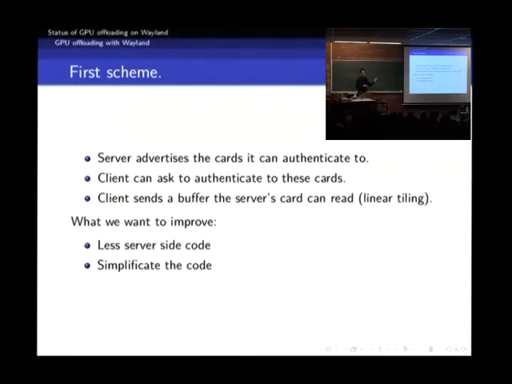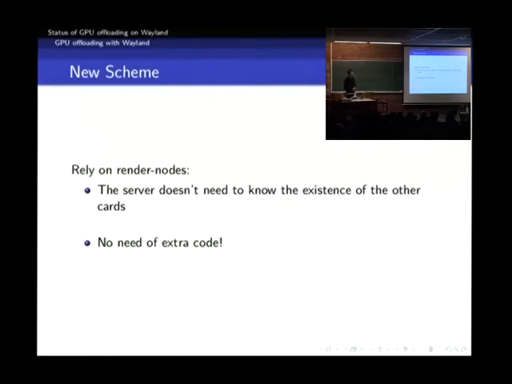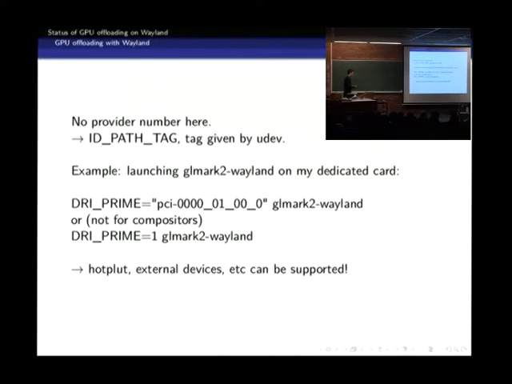We still have server-side code to be DRM master of all the devices, and we want to simplify that. So we say that we will rely only on render nodes. The compositor won't have any new code, we don't change anything in the compositor, and everything will be client-side. It will use render nodes, with no need of extra code. But remember, for DRI2 we had a way to specify which device we wanted to use. We had a provider number, which was mostly constant because it was 0 for the card displaying and 1 for the other card. So here we have to find something else.